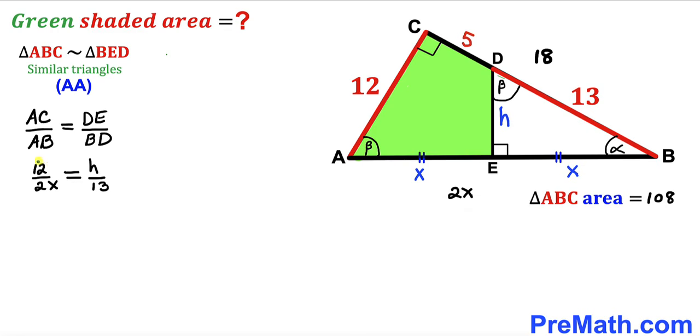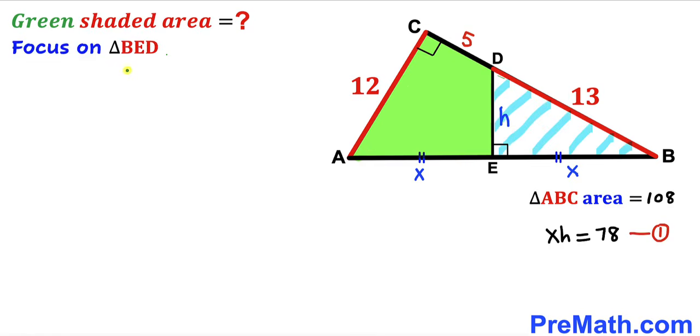And now we can see 12 and 2 reduce to 6. So this is going to give us 6 divided by x equals h divided by 13. And now we are going to cross multiply. So therefore our x times h value is going to be 6 times 13, which gives us 78. And now I'm going to label this one as our equation number 1. And here's our next step.